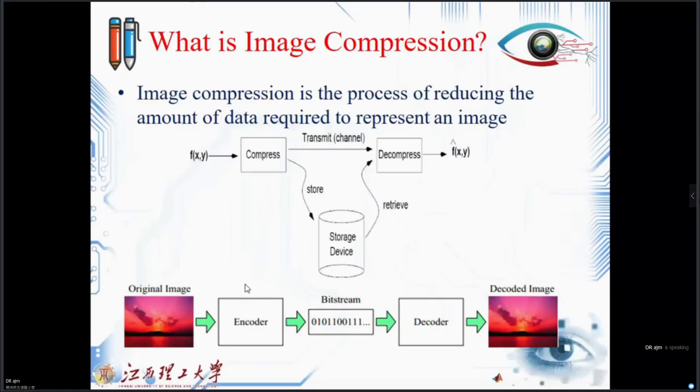Or on the other side, you can do it like this. Suppose I have one image. I use the encoder to make it a bit stream. And then if I want to recall it, one decoder can do this job, and you can decode the image.